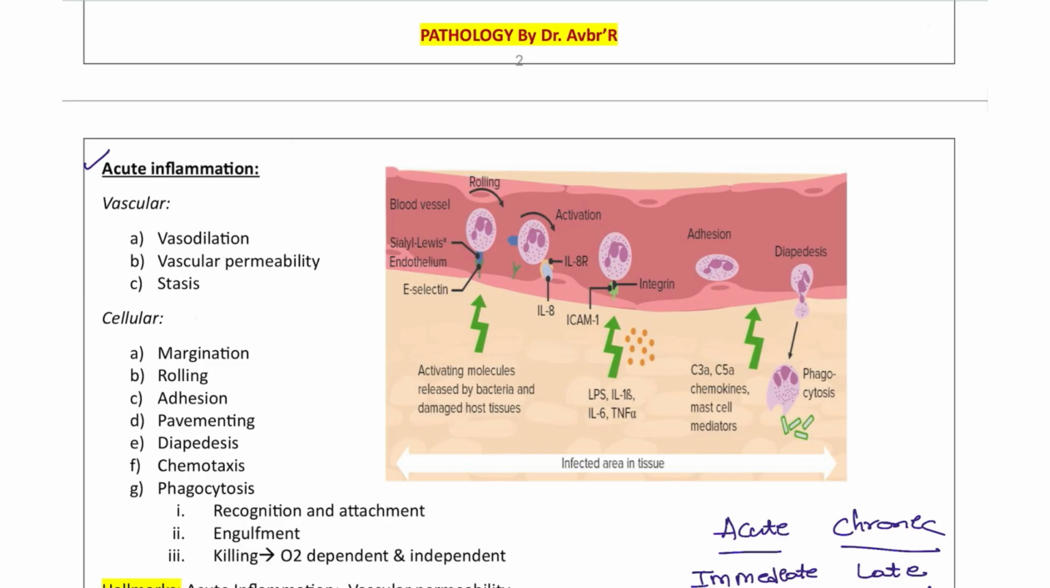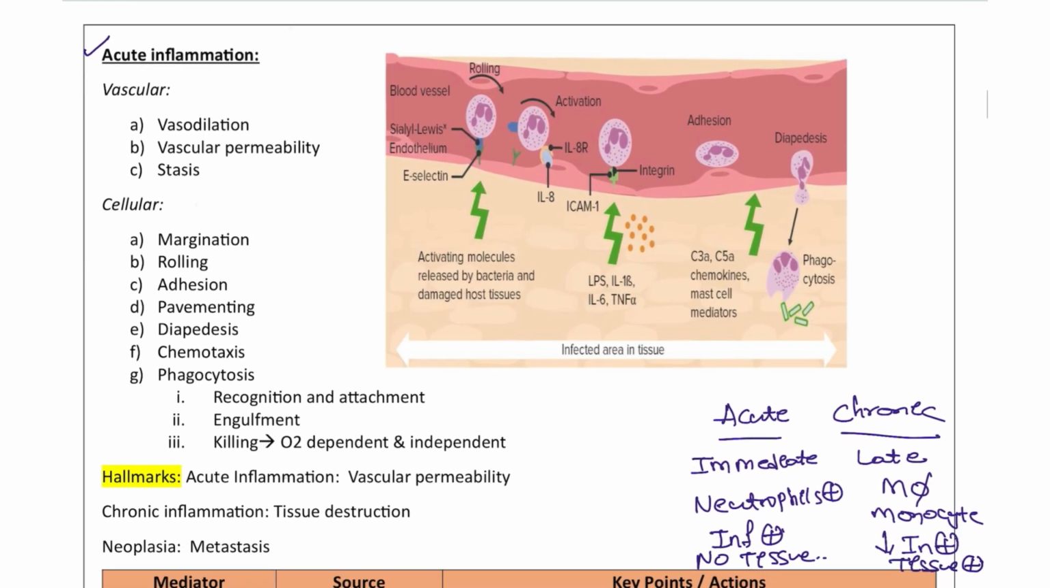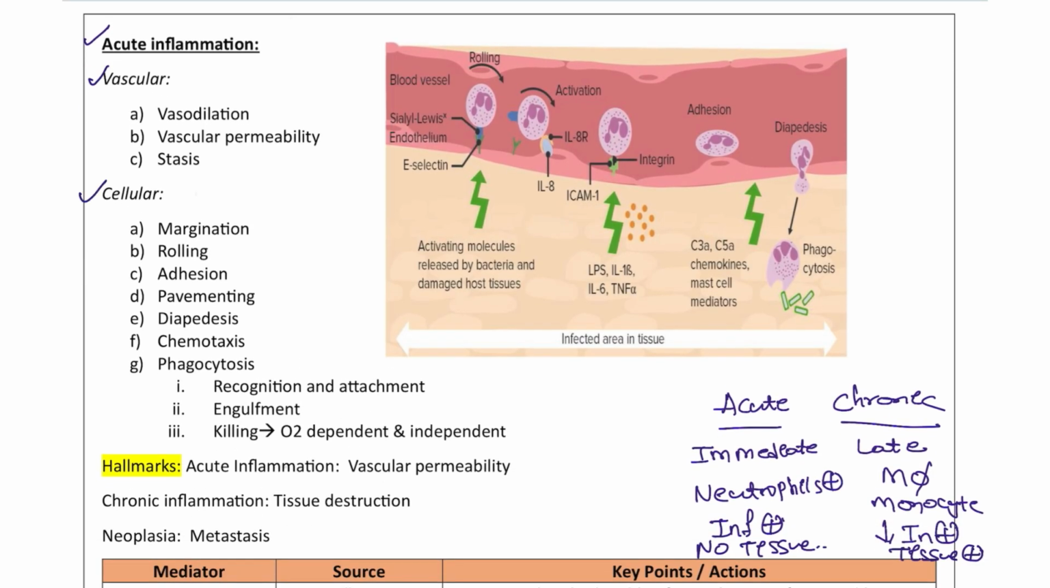Let's see the events. Events are also asked as an ascending, descending pattern. So first there will be vascular events, followed by the cellular events. What is the hallmark of acute inflammation? It is going to be vascular permeability. The vascular permeability involves several mediators. If there is an injury, first there is vasoconstriction initially, and after that it is followed by vasodilation, vascular permeability and stasis.